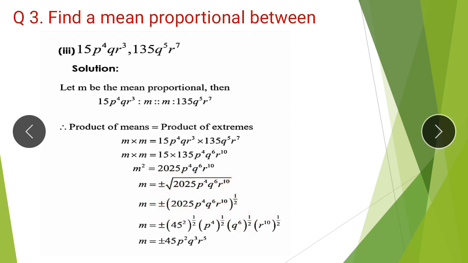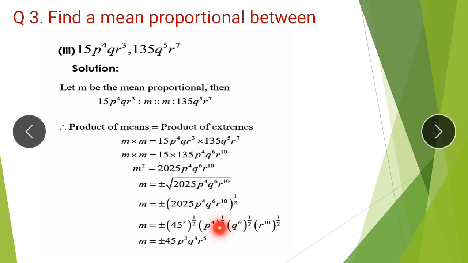This is done for the simplification. And 2024, the square of this will be 45. If you multiply 45 two times, you will get 2025. You can find this with the help of a calculator. And 1 upon 2 is the power of p as well, and 1 upon 2 is the power of q6 as well, and 1 upon 2 is the exponent of r10 as well. We have assigned this separately for the purpose of simplification.